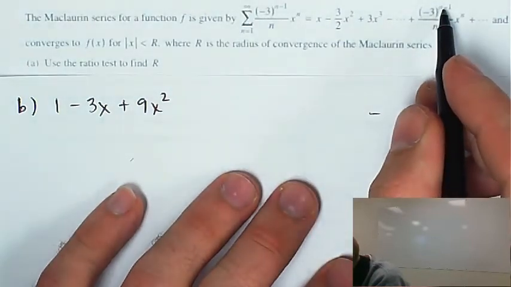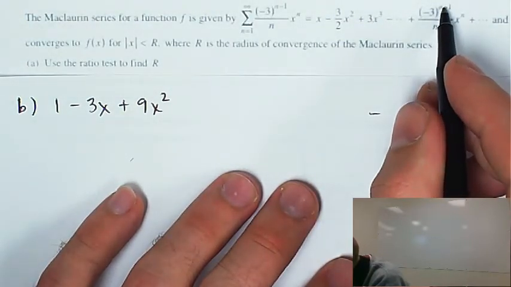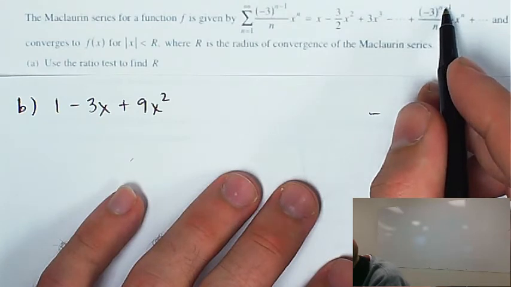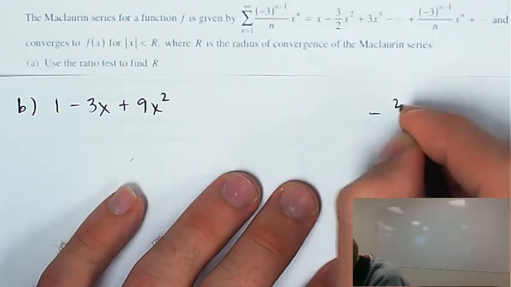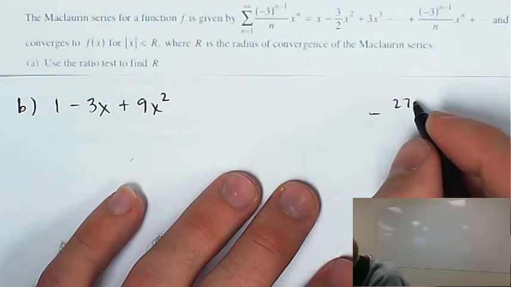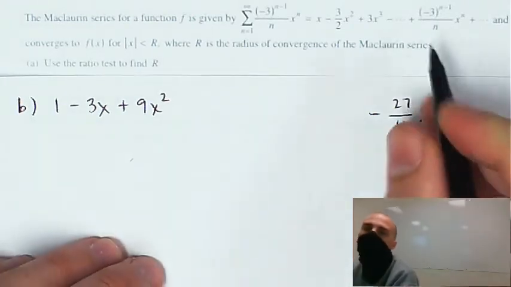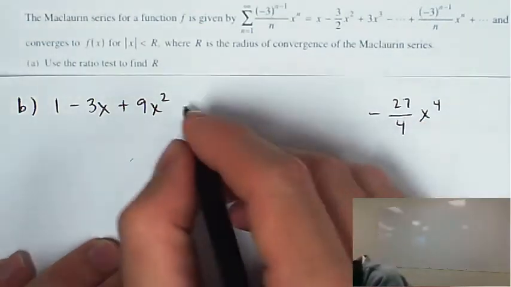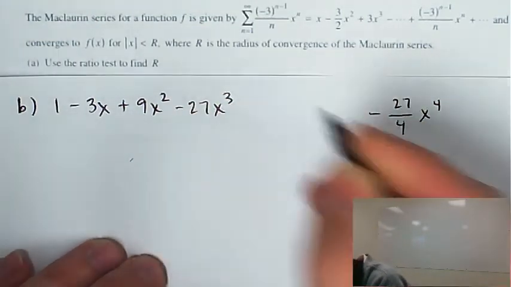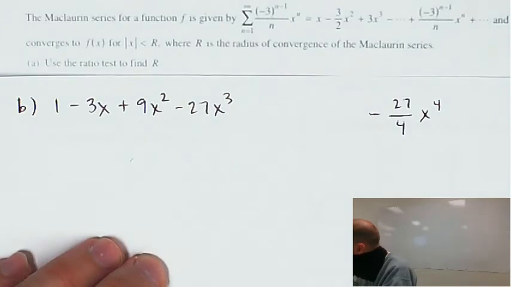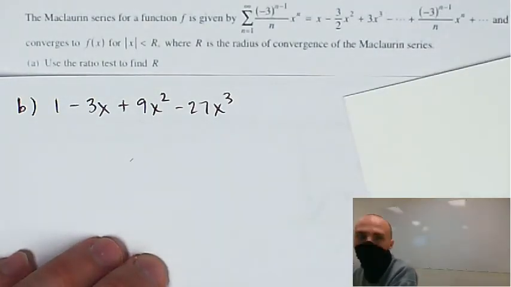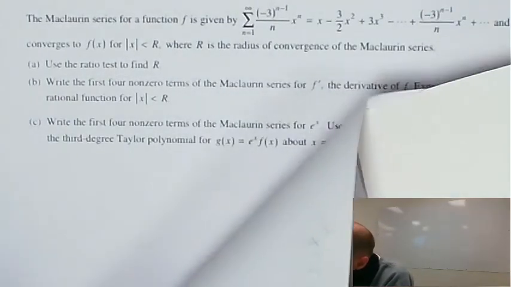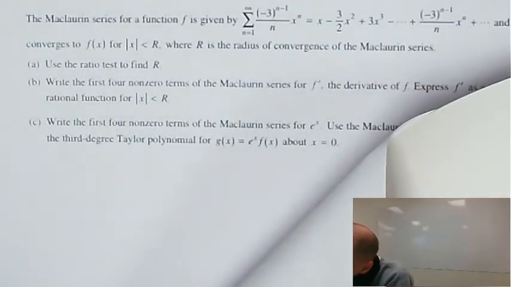It's going to be negative. When I plug in 4, I'll have negative 3 to the third. Oh, interesting. I guess I'm going to have minus 27 over 4x to the 4. Yeah, that's what I want. Okay, that's what would go here. And when I take the derivative of it, I'll have negative 27x to the third. That's the first 4 non-zero terms of the Maclaurin series for f prime.